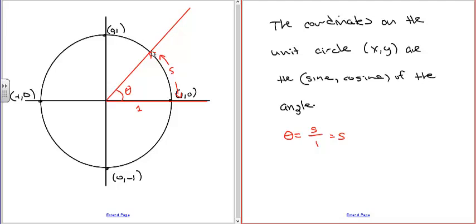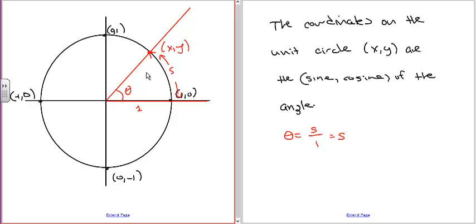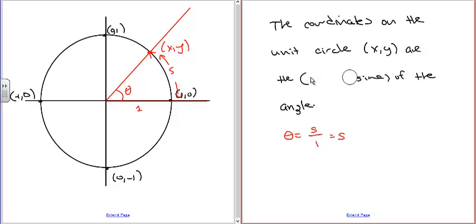Now this coordinate of this point here, where the unit circle intersects this line that creates this angle, is going to have some coordinates, x comma y. And those coordinates are going to be the cosine and the sine. So this actually is the wrong way around. It's cosine comma sine. So the x coordinate is the cosine and the y coordinate is the sine.